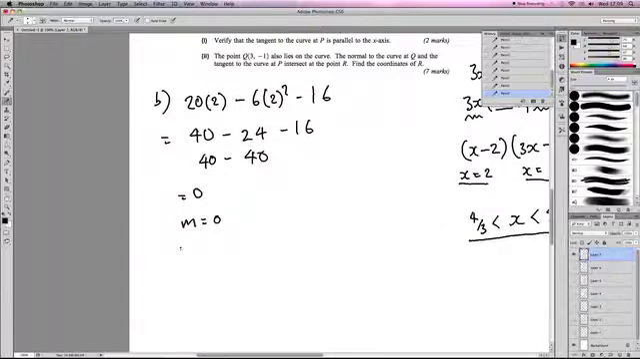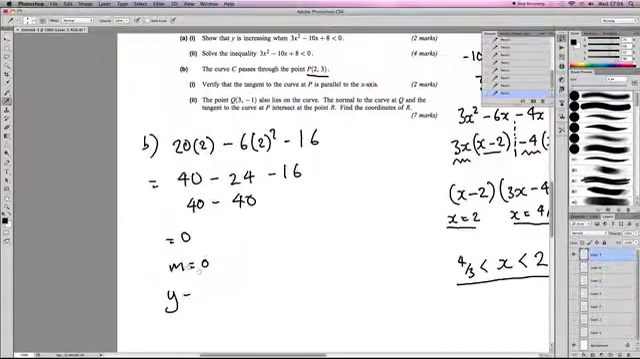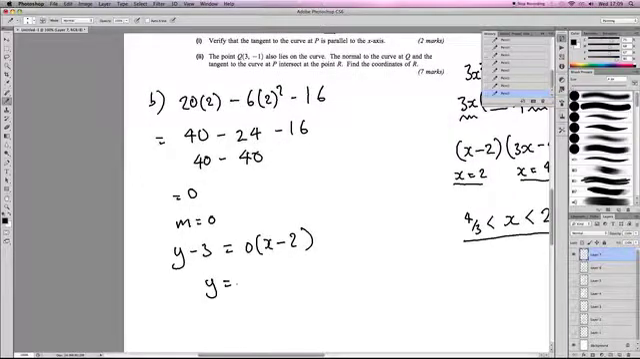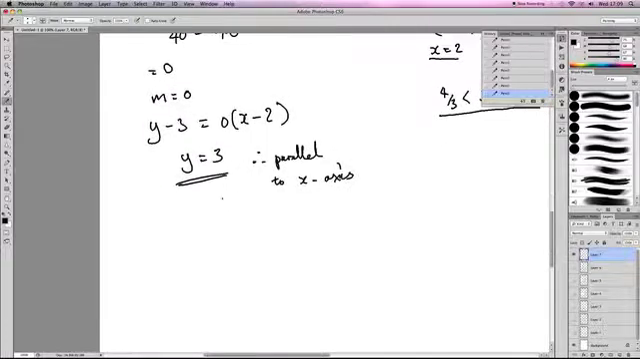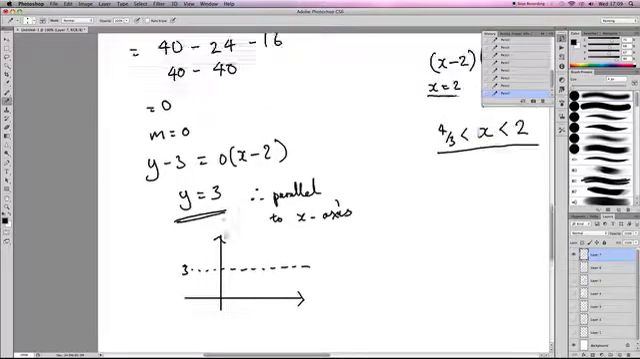Substitute this into the line equation. y minus 3 is equal to 0 times x minus 2. And that gives me y is equal to 3. Therefore, parallel to the x-axis. So y equal to 3 is as follows. So there's my arrow, this line here, so y is equal to 3, and that is parallel to the x-axis.